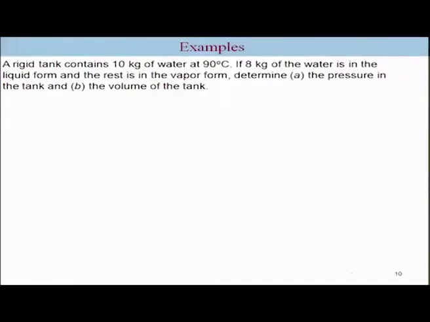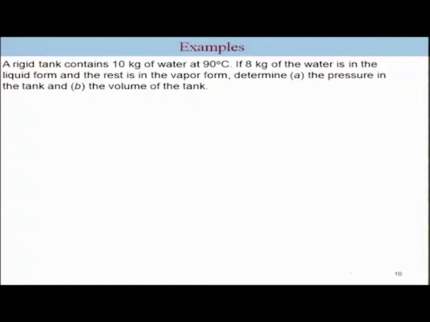Okay. So, let me just make use of this understanding to do a simple example. A rigid tank contains 10 kg of water at 90 degrees Celsius. If 8 kg of water is in the liquid form and the rest is in the vapor form, determine the pressure in the tank and the volume of the tank. Okay, so, what we have as information is that it is at 90 degrees Celsius and the total mass is given as 10 kg, 8 kg is in the liquid form. So, that means the mass of the vapor is 2 kg. So, x is 2 kg by 10 kg, this is going to be 0.2.